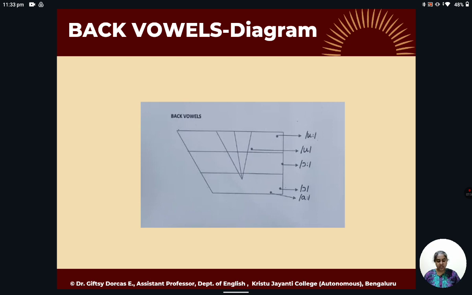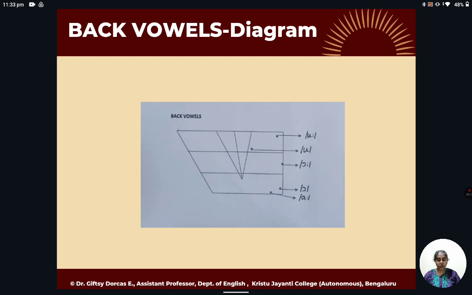So to describe the long oo sound, it is described as a back close rounded vowel, because when you produce oo, you see that the lip is rounded, so it's a back close rounded vowel, and it occurs initially, medially and finally in the words ooze, boot and to. So these words ooze, boot and to have the long oo sound.